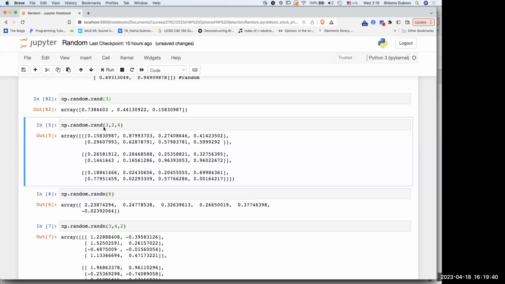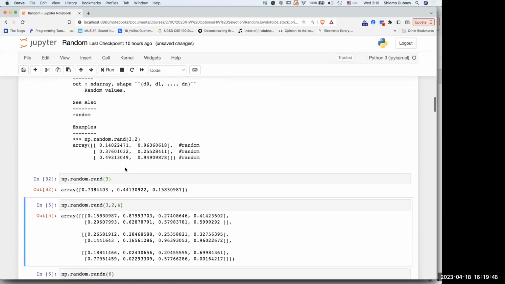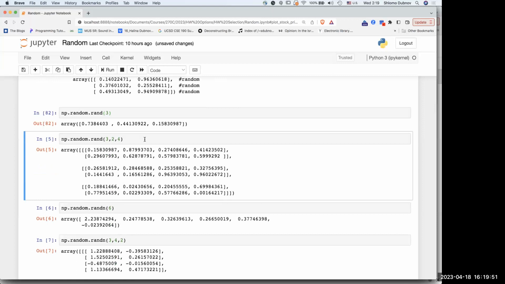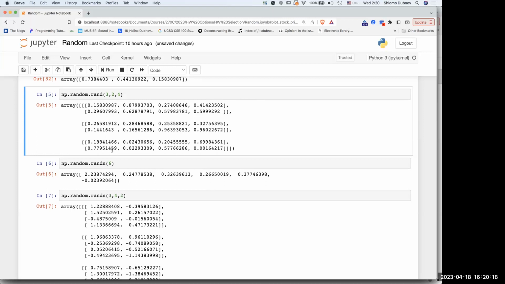So by providing the numbers here, you shouldn't be confused. Every function has its own arguments, right? We said mean, variance, and dimension. Here it's only dimension. So you have 3 by 2 by 4. This is officially a tensor, because you have 2 by 4, and you have 3 of them. It's implemented as a structure, but think about this mathematically as a tensor.